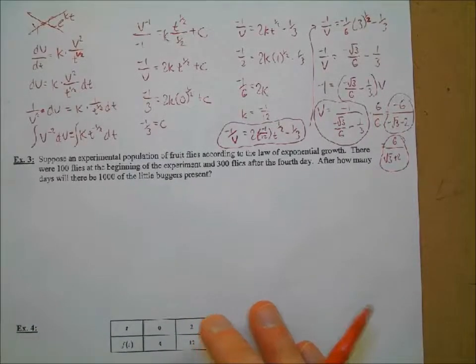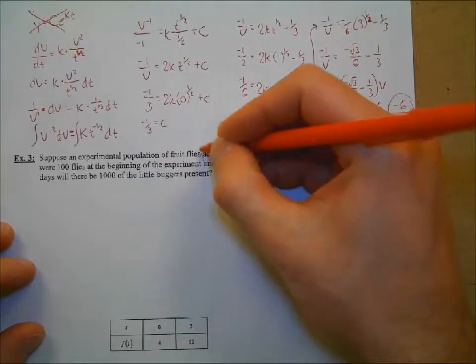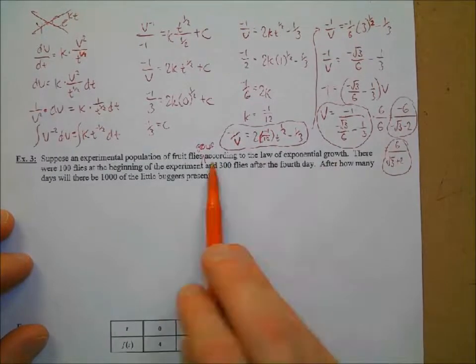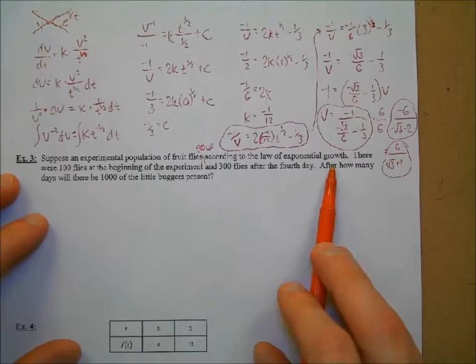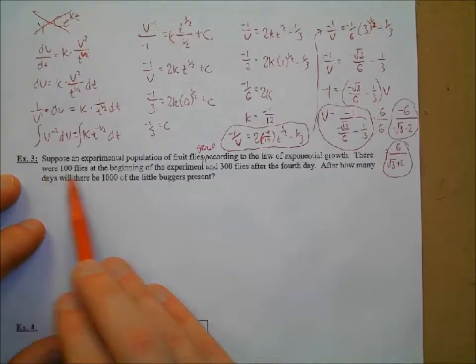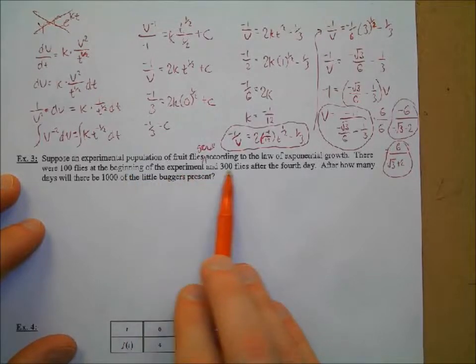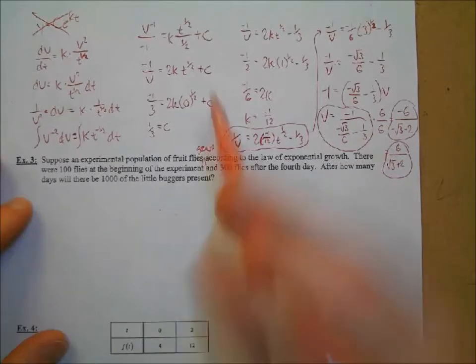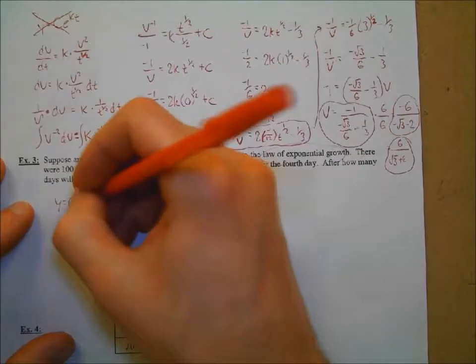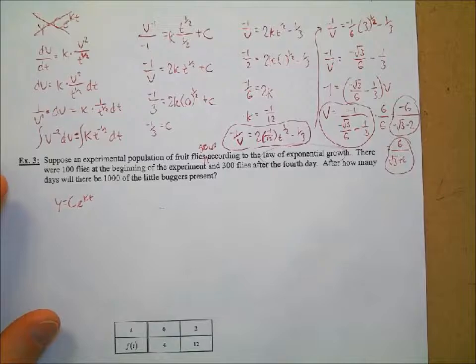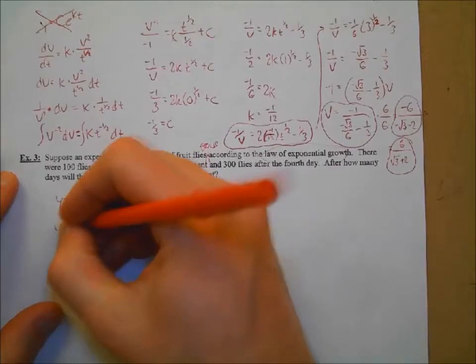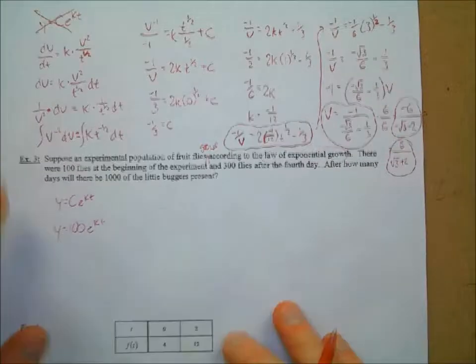All right, Example 3. Suppose an experimental population of fruit flies grows according to the law of exponential growth. This indicates it's C e to the kt. There were 100 flies at the beginning of the experiment and 300 flies after the 4th day. After how many days will there be 1,000 of the little buggers present? Law of exponential growth means y equals C e to the kt. We already know there are 100 flies at the beginning, so I won't solve for C. That means C will be 100 in this case.